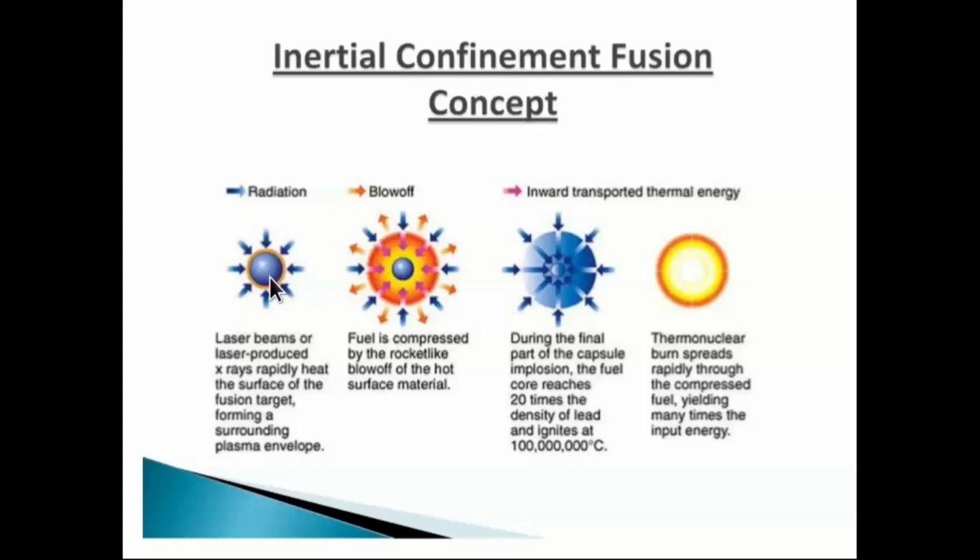Another method is the inertial confinement fusion concept. So here, laser beams or laser-produced X-rays rapidly heat the surface of the fusion target, forming a surrounding plasma envelope. Then the fuel is compressed by the rocket-like blow-off of the hot surface material. And during the final part of the capsule implosion, the fuel core reaches 20 times the density of lead and ignites at a temperature of 100 million degrees centigrade. This will result in a thermonuclear burn-up process. This spreads rapidly through the compressed fuel, yielding many times the input energy.